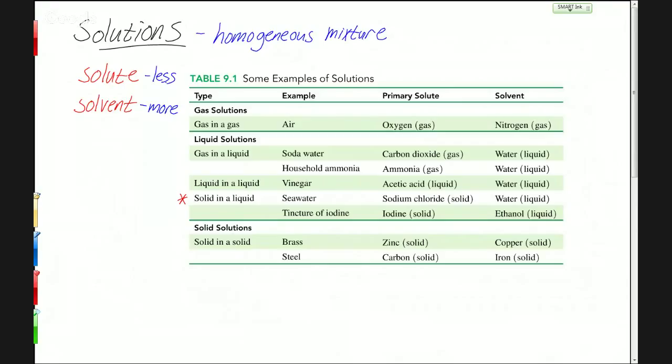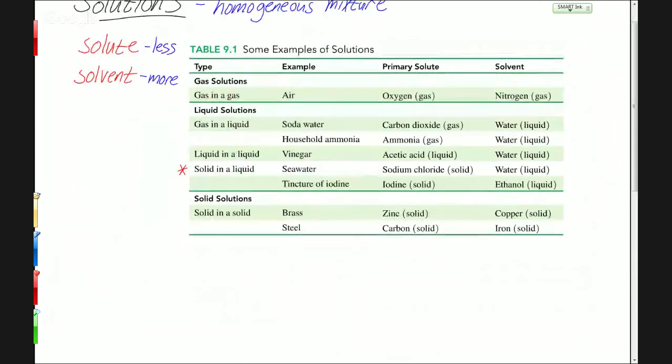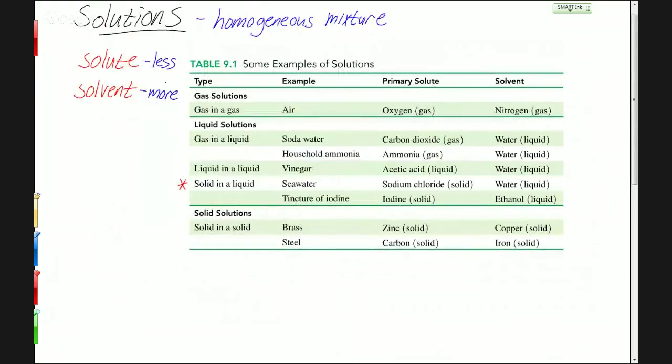That's usually how we define that. So in air, we name nitrogen as the solvent because there's more of it. Same with these others. Now, that's not always going to be the case, but it's a good generalization. In the liquid solutions, when there's a solid or a gas dissolved in the liquid, the liquid is always the solvent. That's usually how it is.